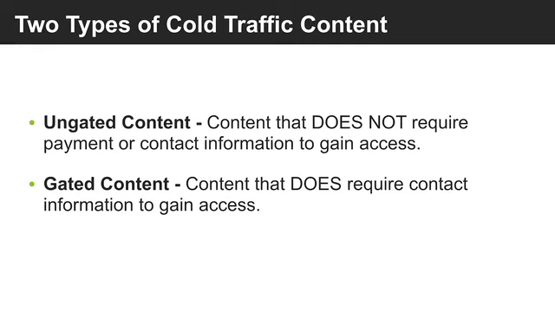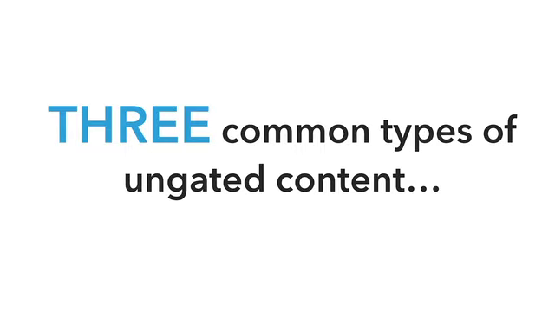But then you're going to need something called gated content. This is the piece that makes the transition from, okay, I haven't really given you anything, I've been reading your stuff or listening to your stuff or watching your stuff, and now I'm ready to take this to the next level. That's where you transition them from free, ungated content to gated content, content that does require contact information to gain access. We're going to talk about those two types of content, starting with ungated content.